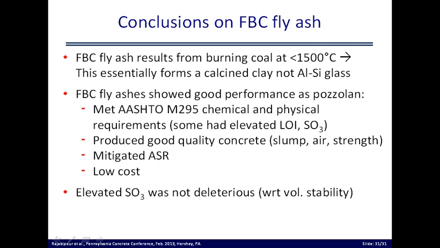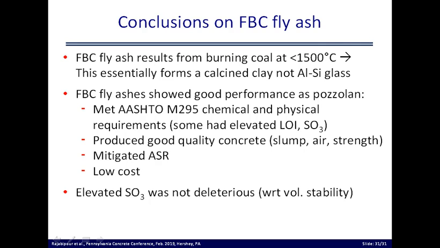We looked at two sources of FBC fly ashes. They showed good performance as a pozzolan. For the most part, they met the AASHTO requirements, except that both of them had elevated LOI, and one of them had an elevated sulfur oxide content. But despite these, they produced good quality concrete in terms of slump, air content, and strength, and they mitigated ASR.